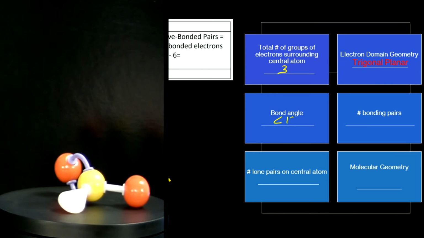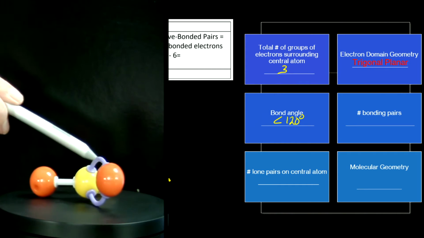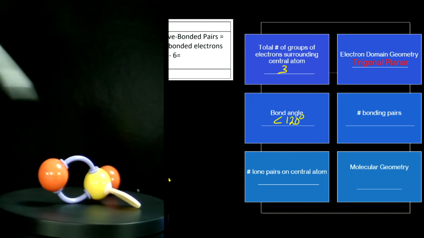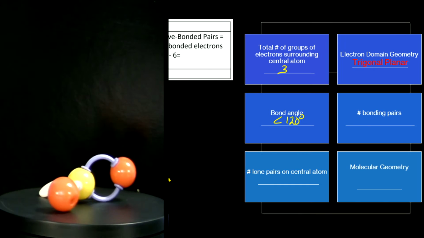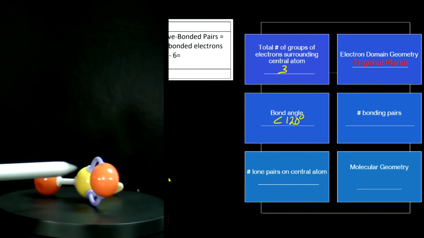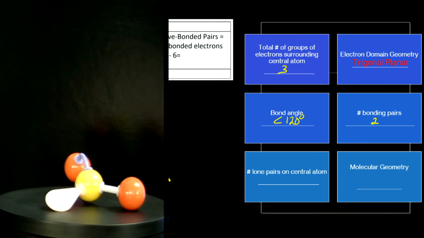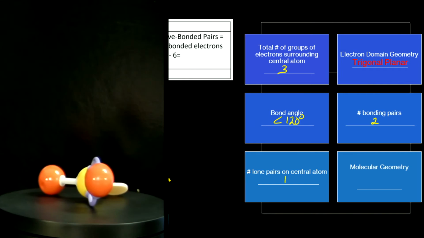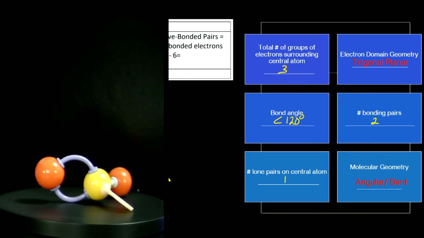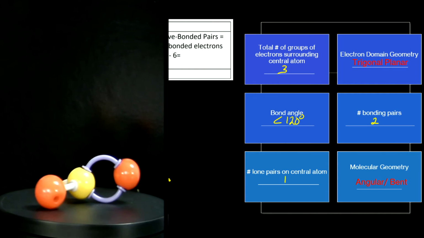Our bond angle is going to be less than 120 degrees because this pair of electrons that are not bound to an atom are going to force those oxygens to become closer together. So again, the angle is between the oxygen atoms. Our bonding pairs will be 2. Our lone pairs on our central atom will be 1. So that means our molecular geometry will be referred to as bent or angular.